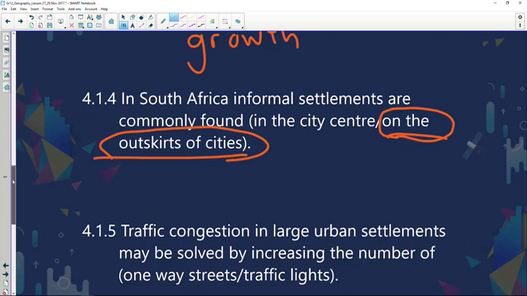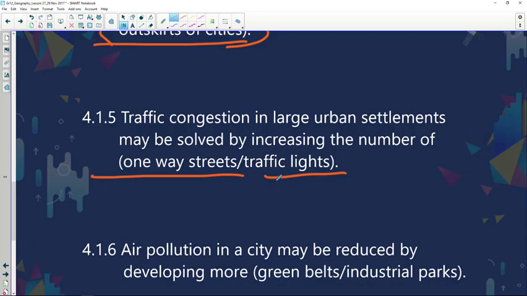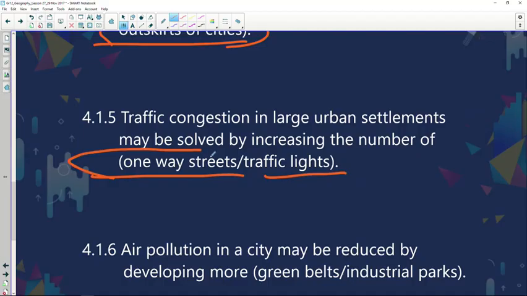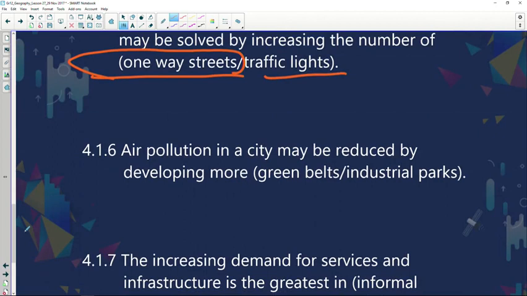If we look at question 4.1.5, traffic congestion in large urban settlements may be solved by increasing what? One-way streets or traffic lights? Definitely one-way streets, because we want to make the traffic flow. Traffic lights is stop, start, stop, start. So it's going to create more problems if there's too many traffic lights. So one-way streets will be a better solution to make congestion easier on urban settlements.